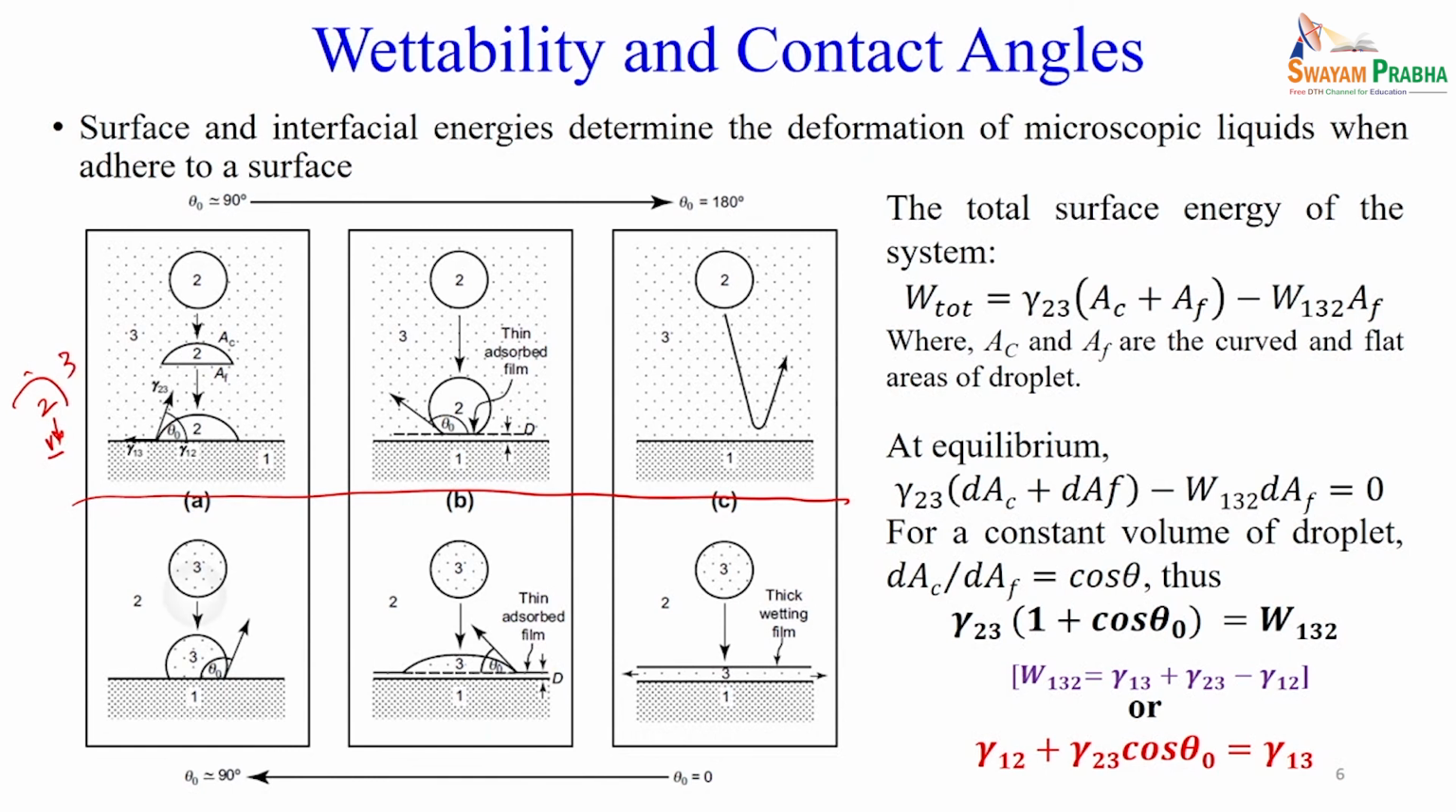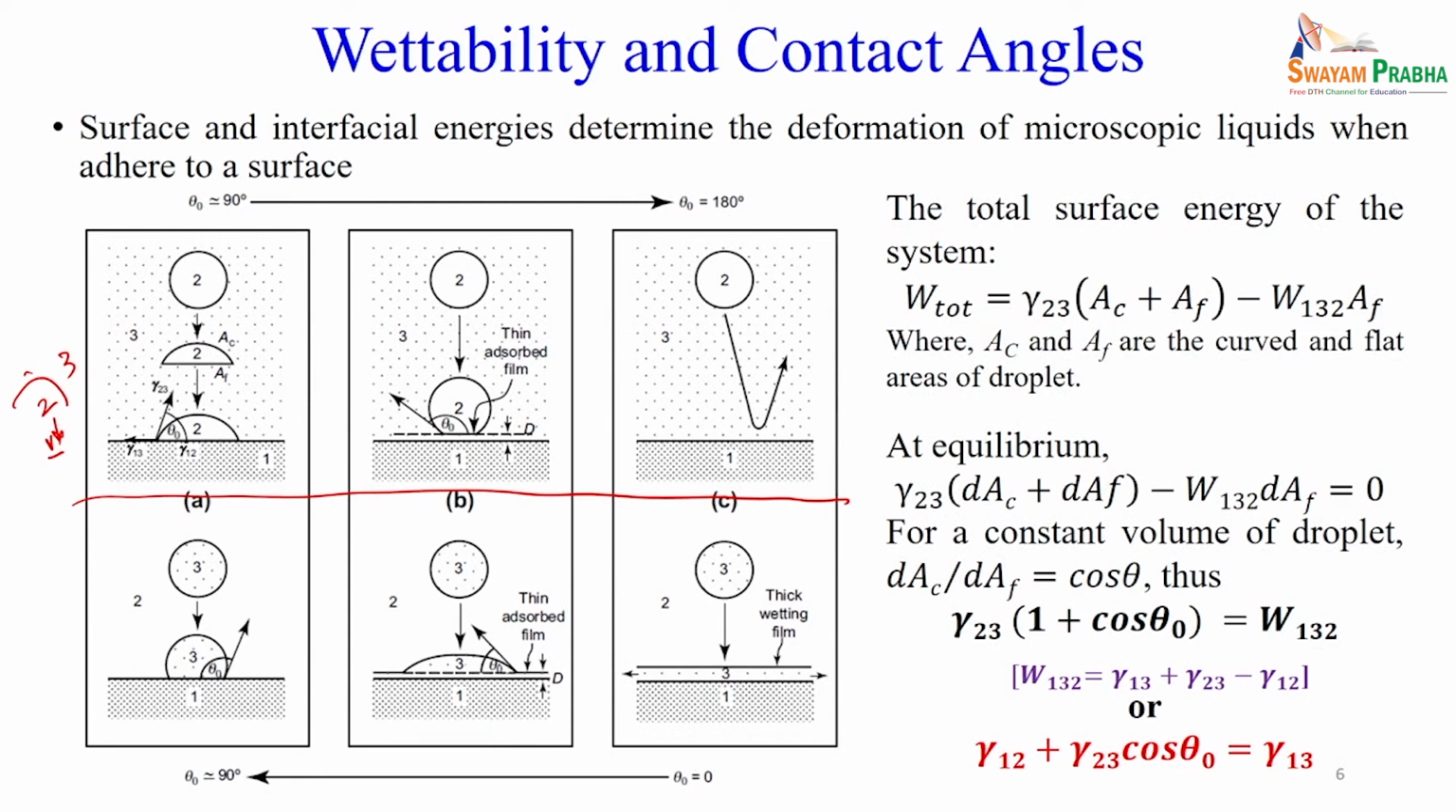1 is here, 2 is coming, which is surrounded in the medium 3. Now, depending on the different surface property, we can observe different wetting behavior. So, if you see here in case of 1, it is partially wettable. In the second figure, you can say it is hydrophobic. Third, you can say it is completely not wettable.